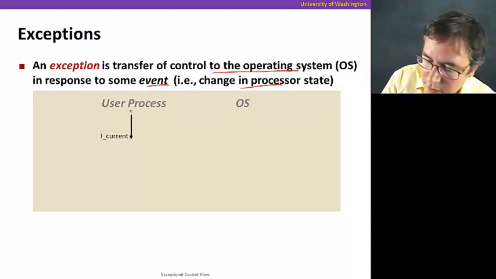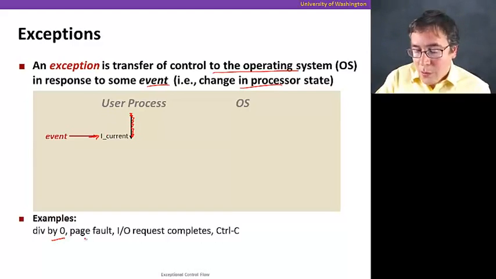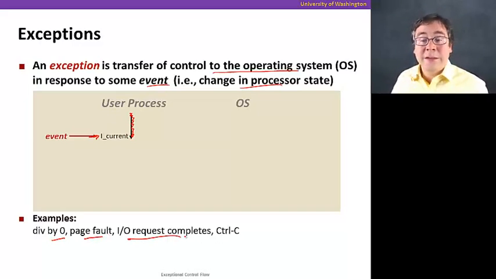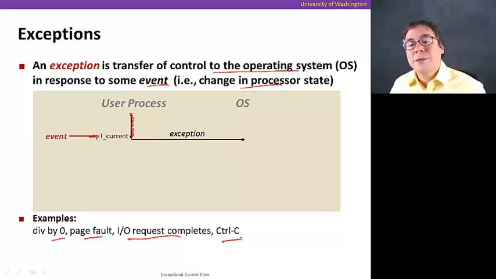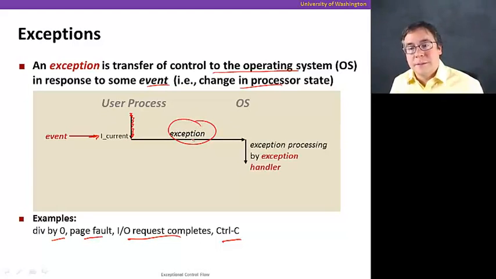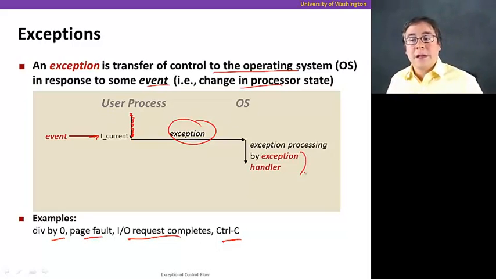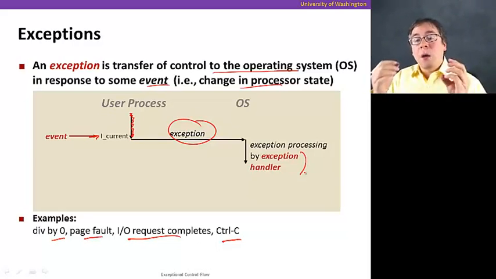So here's how it happens. Say our user process is executing our code, and this is the current instruction being executed. Then a certain event happens that leads to an exception, for example, a division by 0, or a page fault, or some I/O request completes, or even when you type Control C on your keyboard, so the program gets interrupted. Then an exception happens, and control is transferred to the operating system. This exception processing in the OS is done by the exception handler. The exception handler is nothing more than a piece of code in the operating system that handles what should be done when a certain event, an exception, happens.